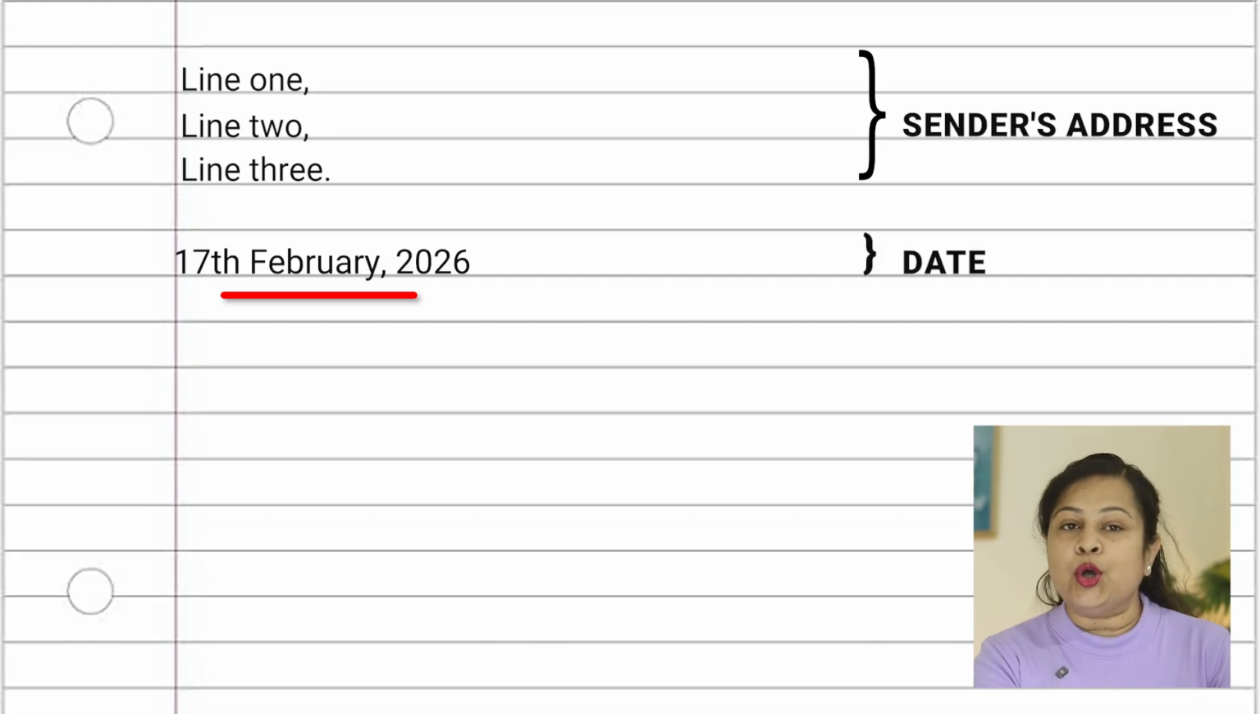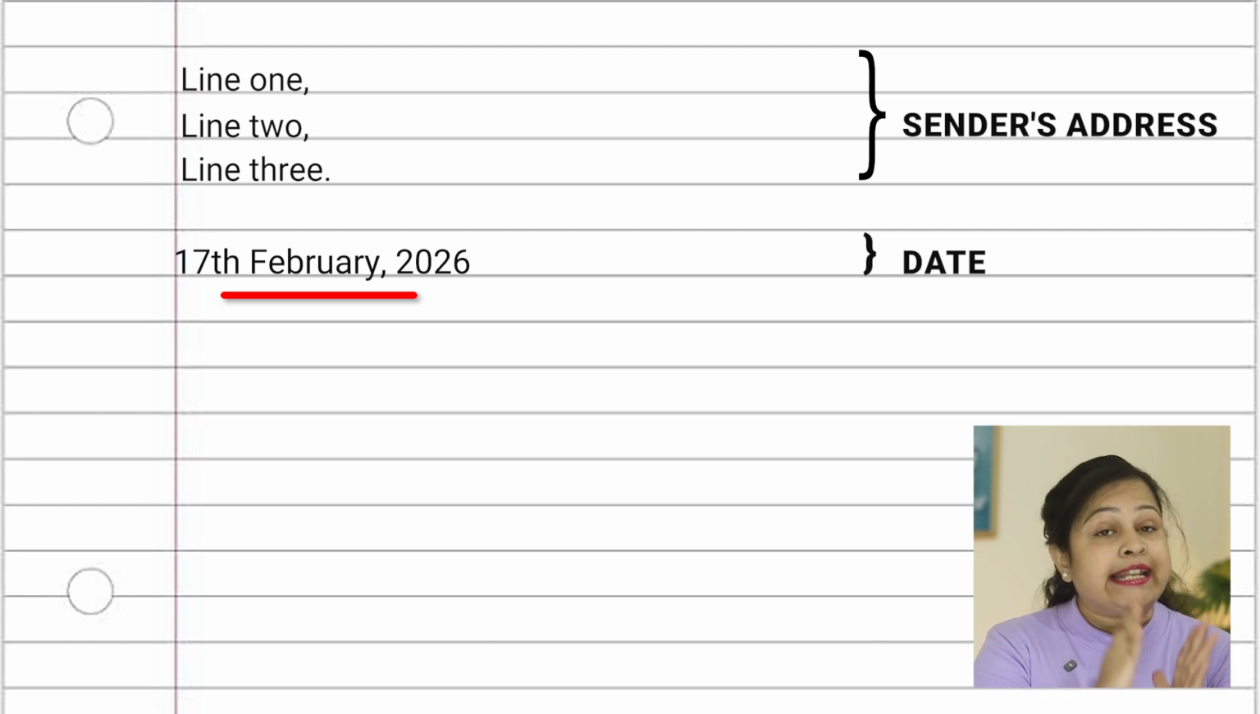Okay. Moving on to the date. So see, date is again only 1 line, but it is very important because many students make very silly mistakes in writing the date. First of all, there will be no punctuation in the date.